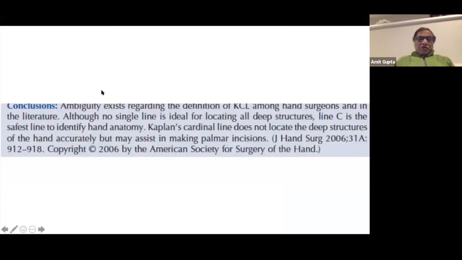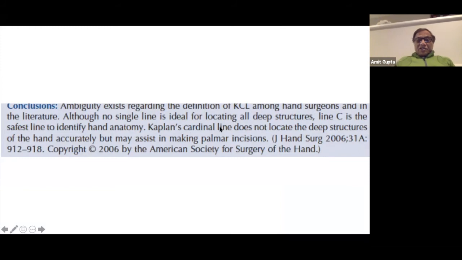So their conclusion was that ambiguity exists regarding the definition of the Kaplan's cardinal line among hand surgeons and in the literature. And although no single line is ideal for locating all deep structures, line C seems to be the safest line to identify hand anatomy. That is the line from the abducted thumb to the hook of hamate.